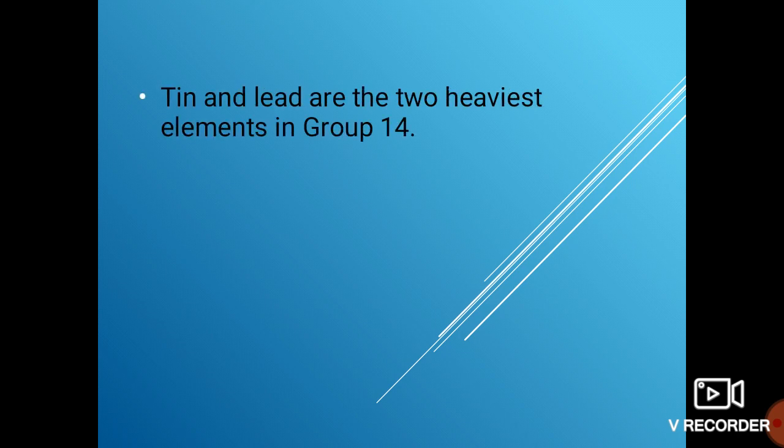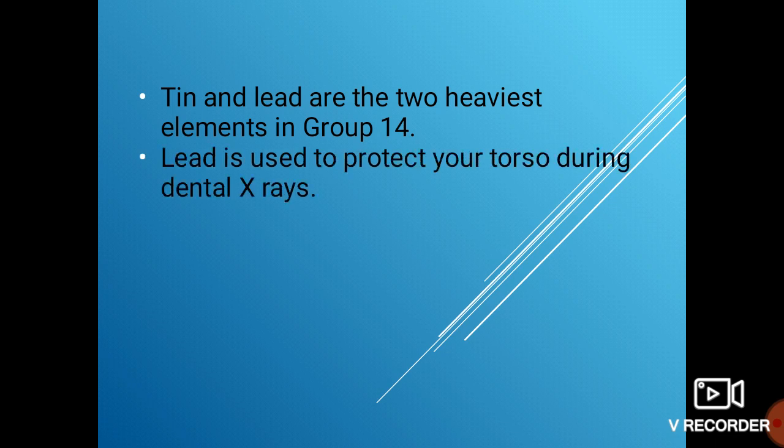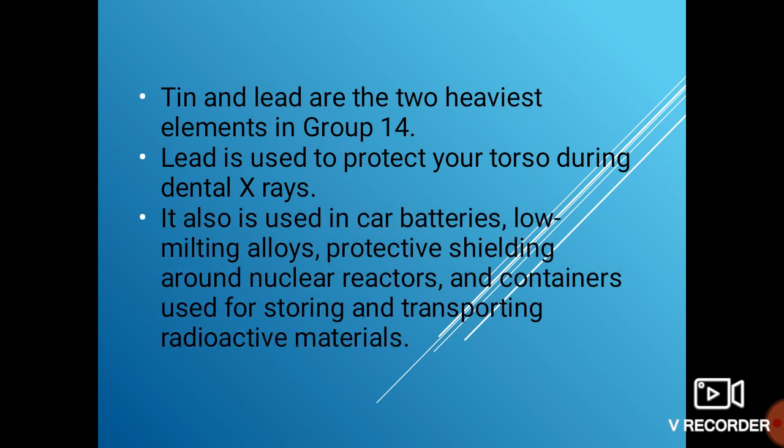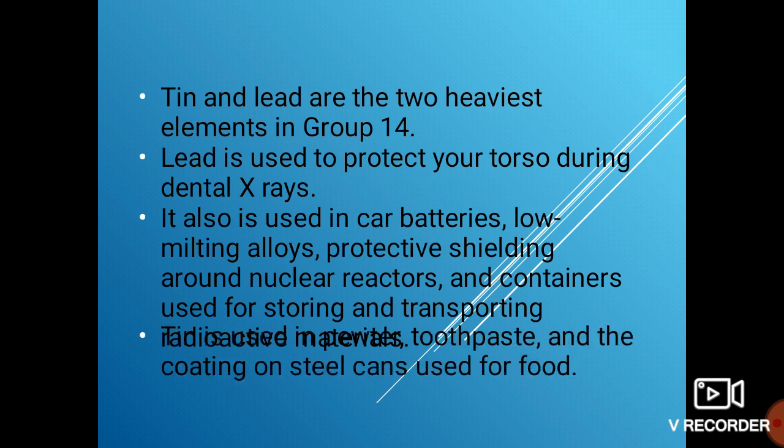Tin and lead are the two heaviest elements in group 14, and they differ somewhat from the other elements like carbon and silicon. Lead is used to protect your torso during dental X-rays. It is also used in car batteries, low melting alloys, shielding around nuclear reactors, and containers used for storing and transporting radioactive materials. It is also used in toothpaste tubes and the coating on steel cans used for food.